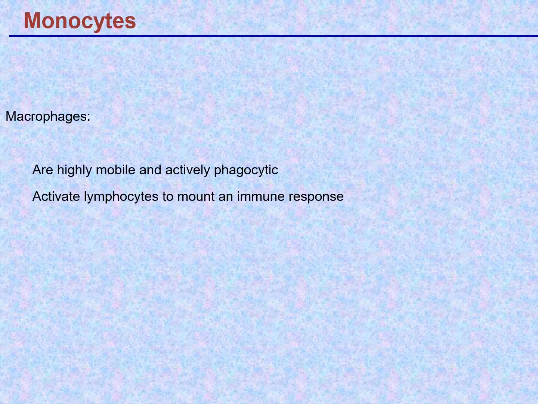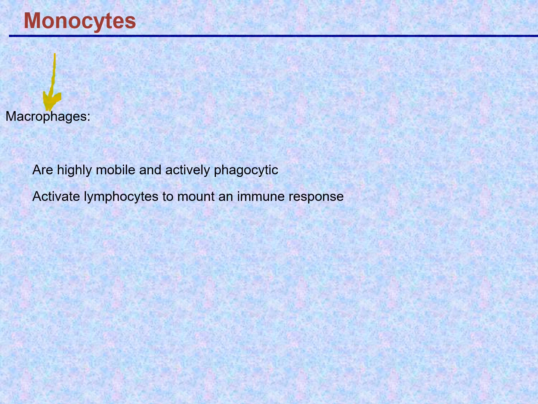These monocytes are highly mobile and can leave the circulation and move towards an area of inflammation. They are attracted to the area, and immediately upon leaving the circulation, they're called macrophages and are highly phagocytic. They help in the activation of lymphocytes, because they are able to phagocytose foreign objects, molecules, particles, and then present them on the surface.